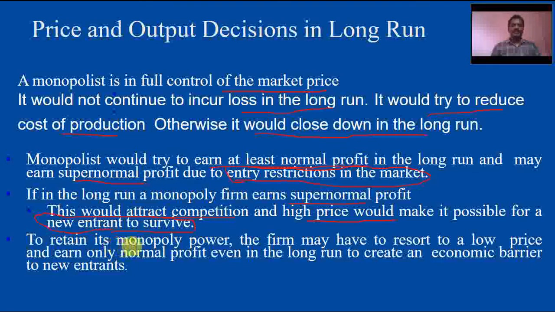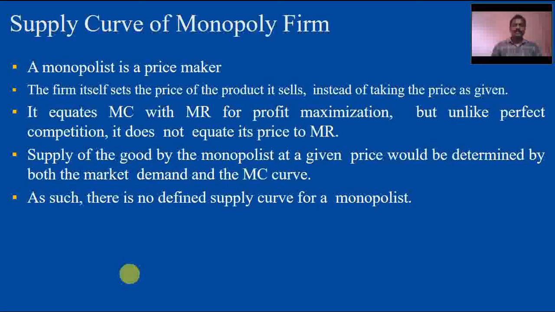So to retain its monopoly power, the firm may resort to a low price, an appropriate low price, not a very high price, and even earn only the normal profit in the long run to create an economic barrier for the new entrants. That is why in the long run it will earn only the normal profit, not supernormal profit. If supernormal profit persists, it will make new entrants enter the industry. So, supply of the firm.